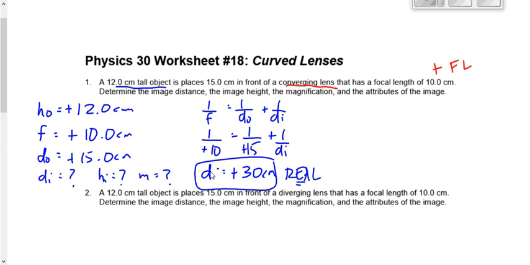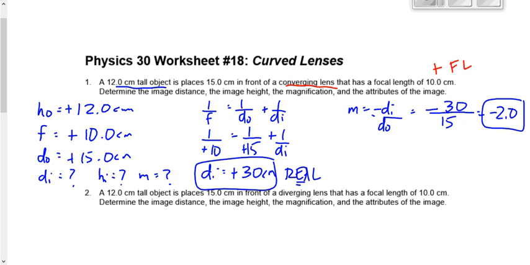Let's find something else now. Let's say m is equal to negative di over do. Negative 30 divided by do, which is 15. That gives me negative 2.0. What does that tell us? What does the fact that it's 2 tell us? Forget about the negative for a second, just the number 2, bigger or smaller.